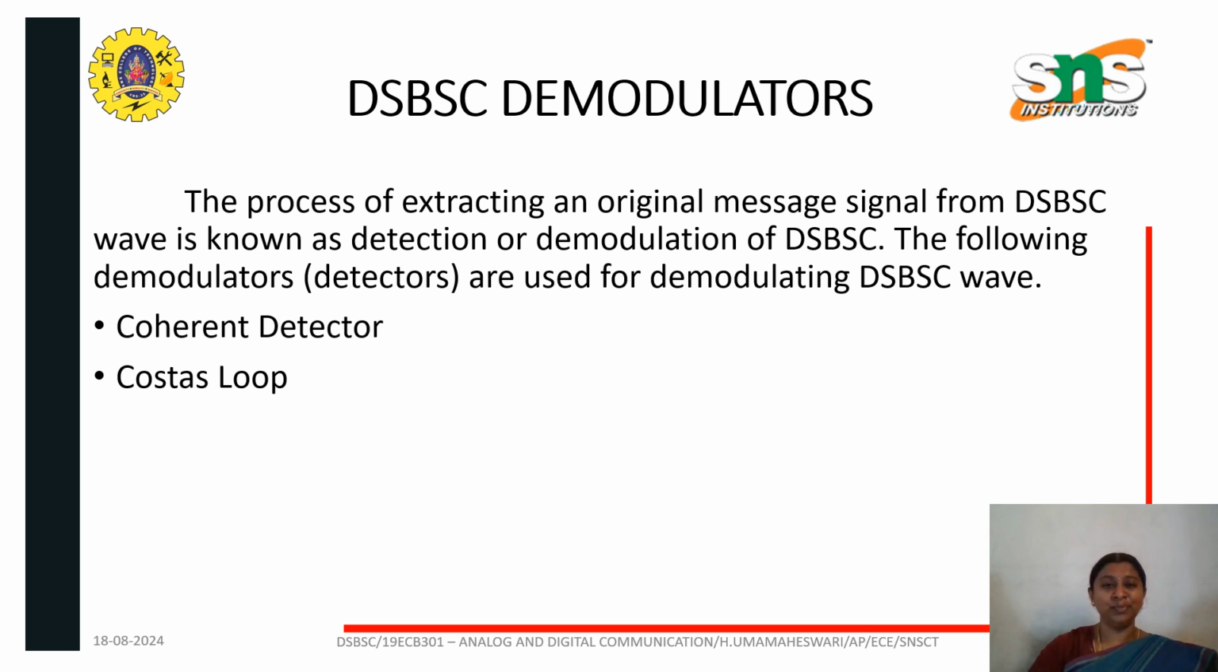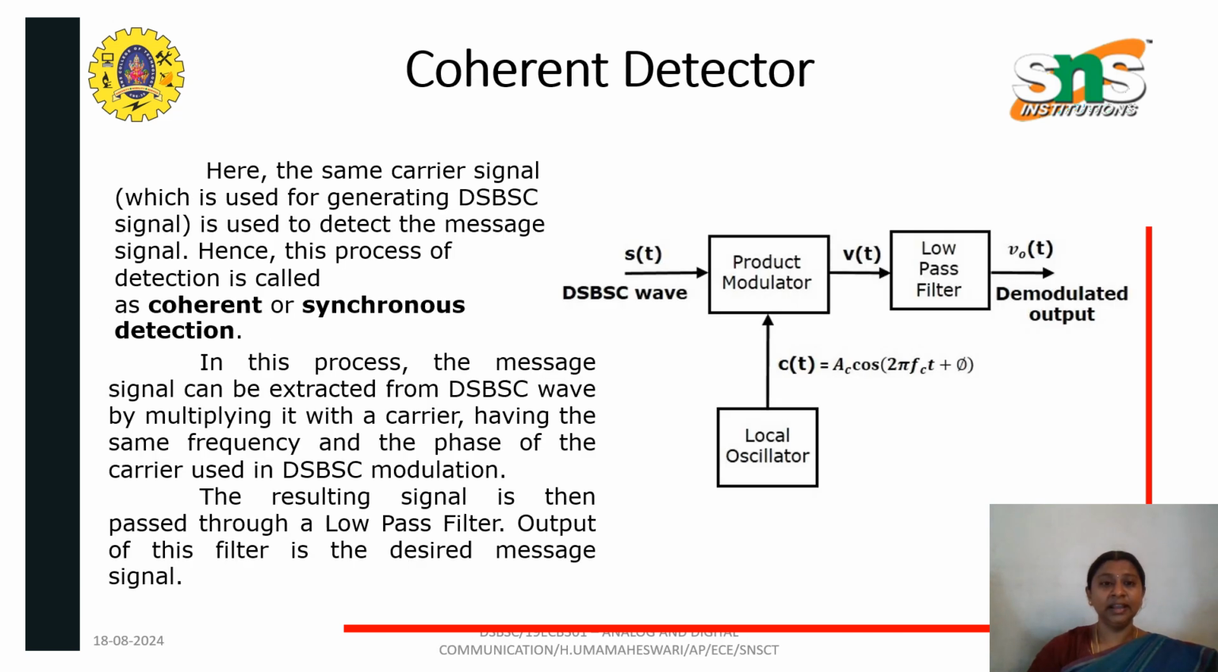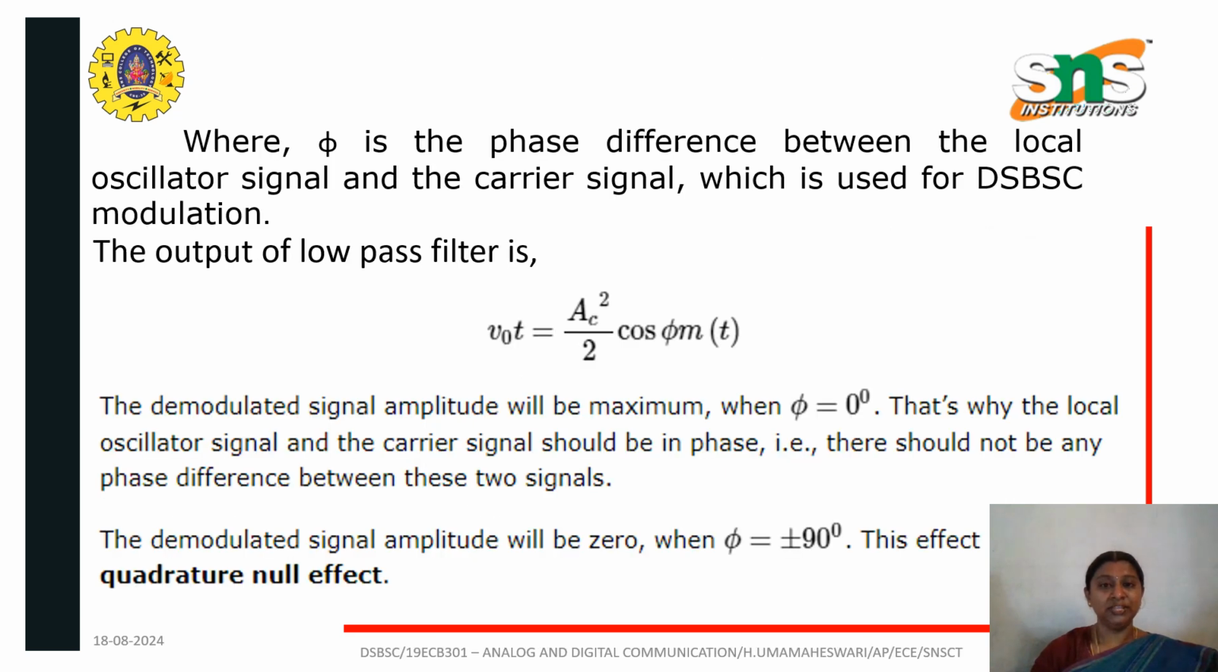Then the double sideband suppressed carrier demodulator. The process of extracting an original message signal from the double sideband suppressed carrier wave is known as detection or demodulation of the double sideband suppressed carrier. And it is of two types, that is coherent detector and the Costas loop. In the coherent detector, we'll be having a product modulator and a filter. In this process, the message signal can be extracted from the wave by multiplying it with the carrier having the same frequency and the phase of the carrier which is used in the modulation.